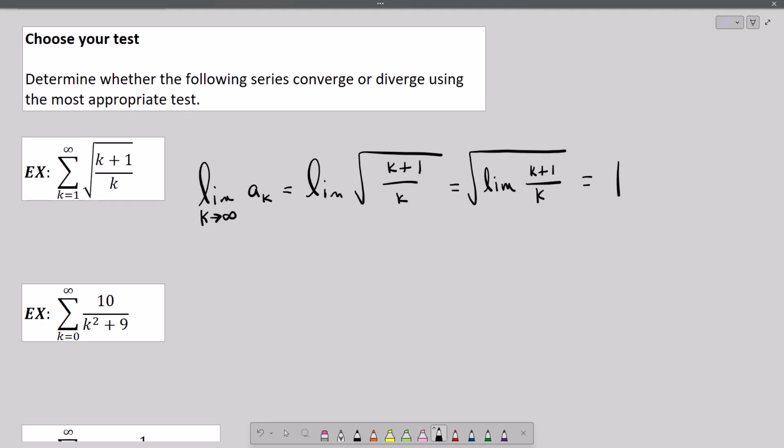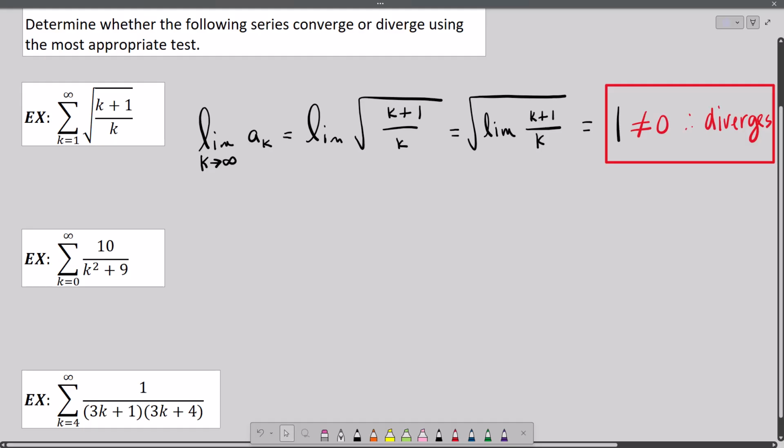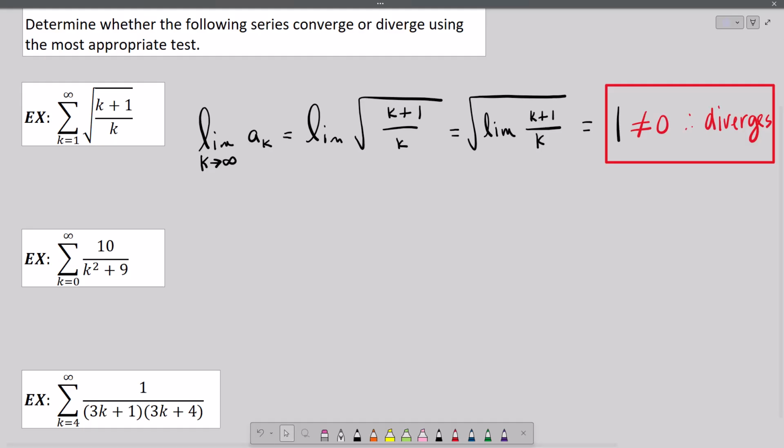And our conclusion is what again? So this is not equal to 0. Why are you concluding divergence? Because this is not 0. So therefore divergence. So we take our limit of a sub k, compare it to 0. If it's not equal to 0, then you know that you have divergence.